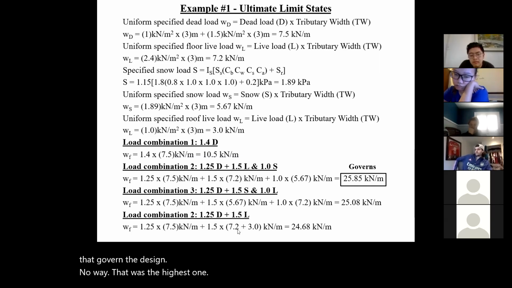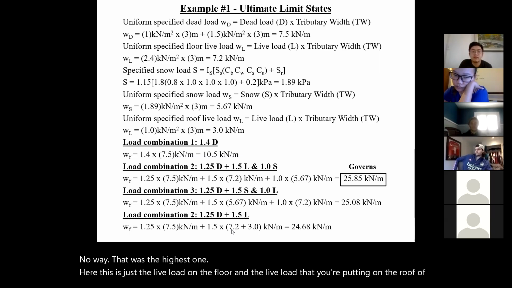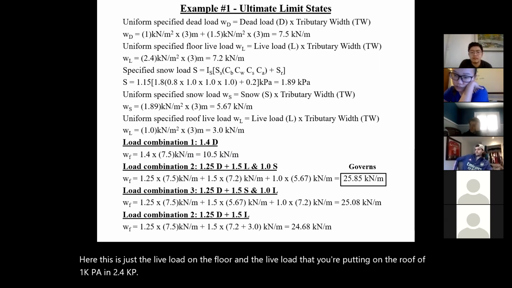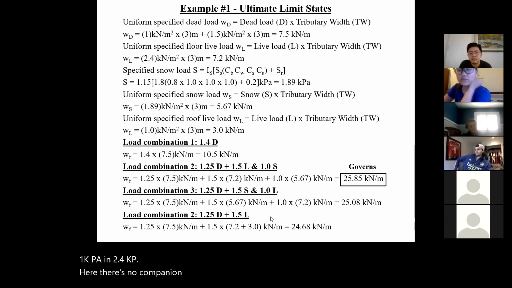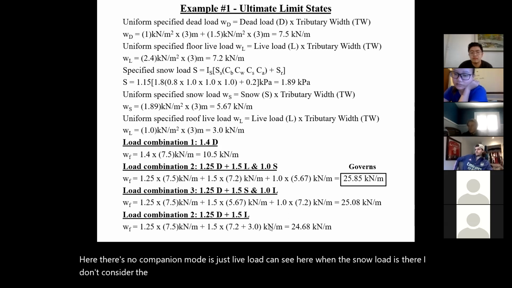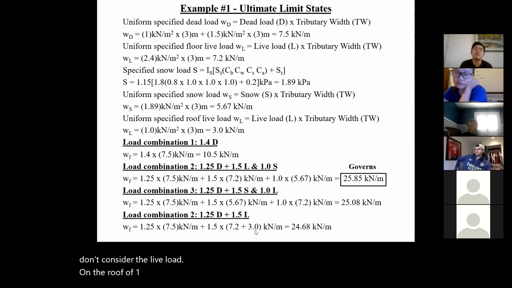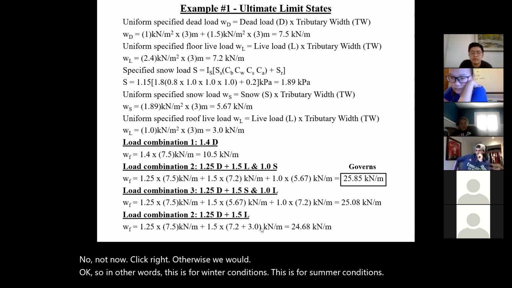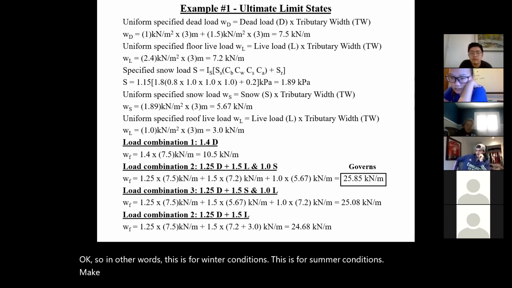See here, this is just the live load on the floor and the live load that you're putting on the roof of 1 kPa and 2.4 kPa. Here, there's no companion load, it's just live load. Because see, here, when the snow load is there, I don't consider the live load on the roof of 1 kPa. You understand? Yeah, it just hit me. Understood now. Now it clicked, right? Thank you. Okay, so in other words, this is for winter conditions, this is for summer conditions. Make sense now? Yes, thank you.